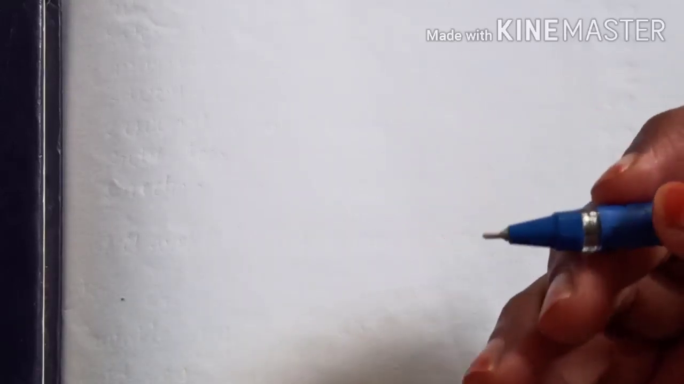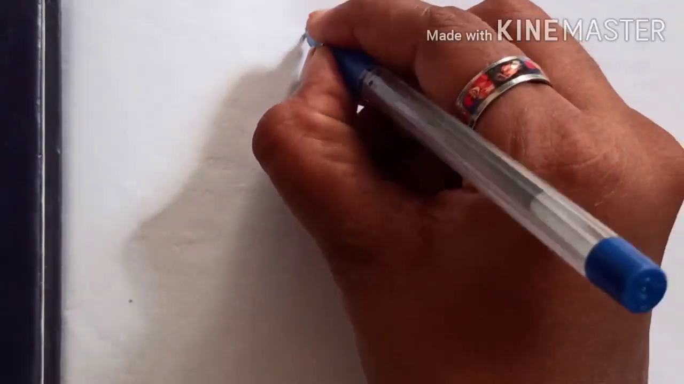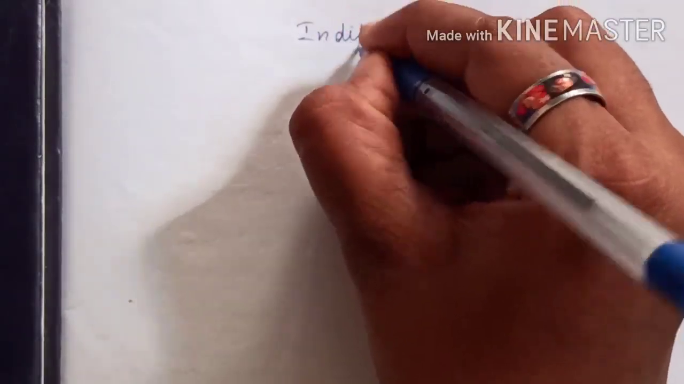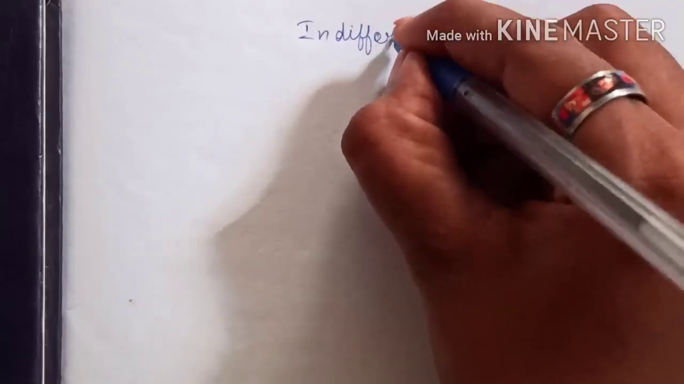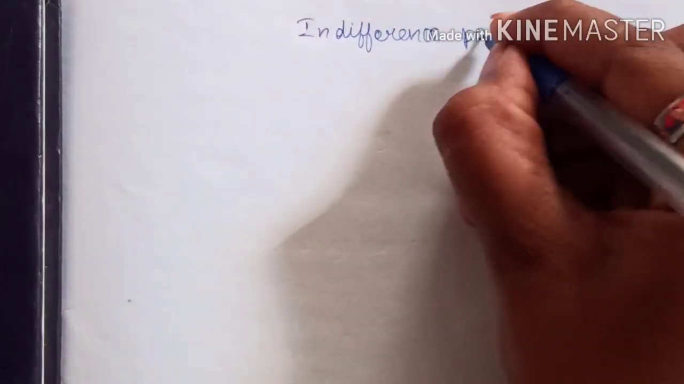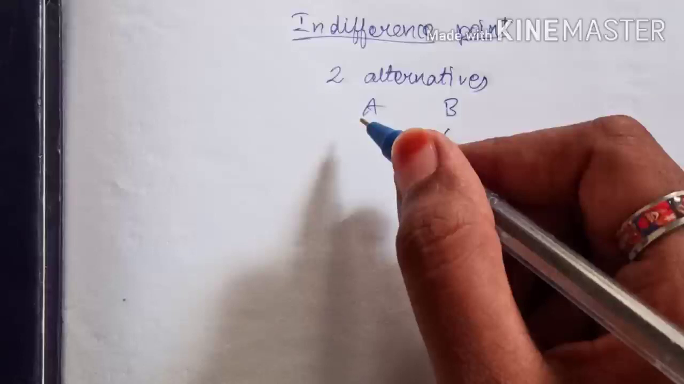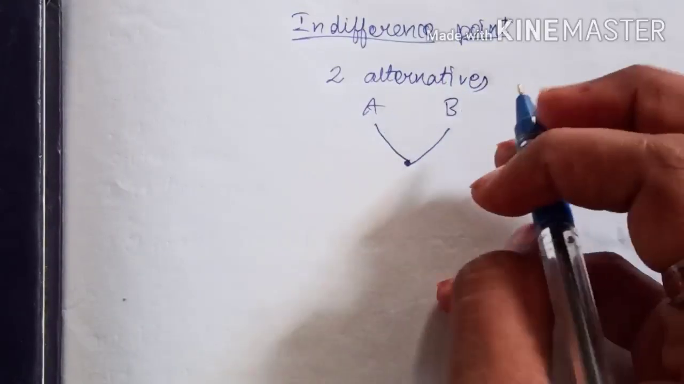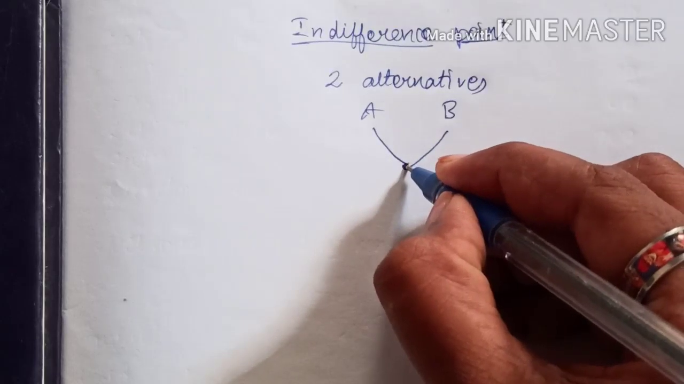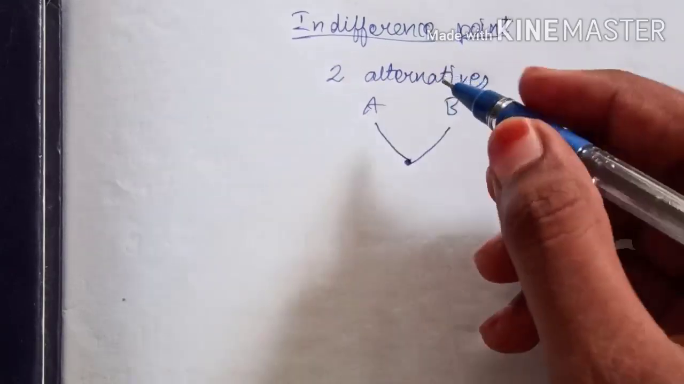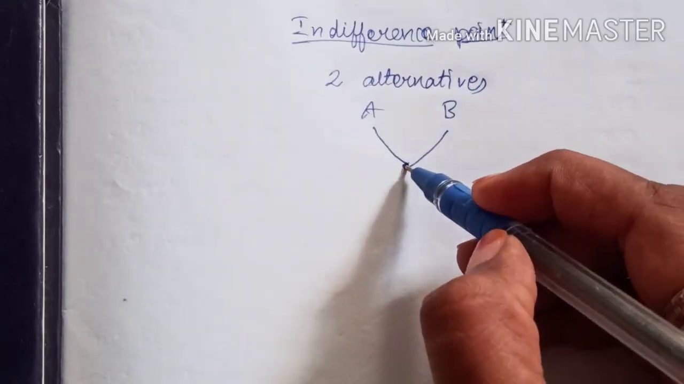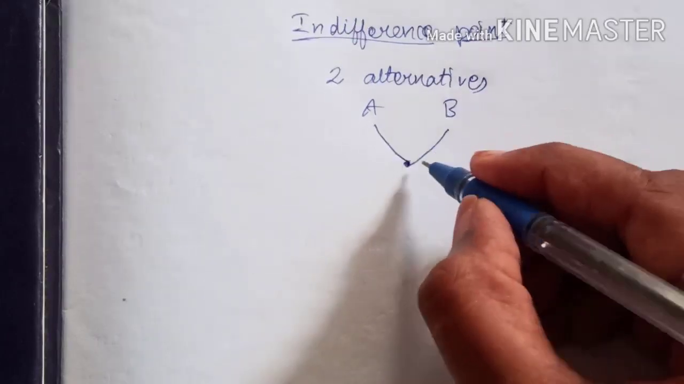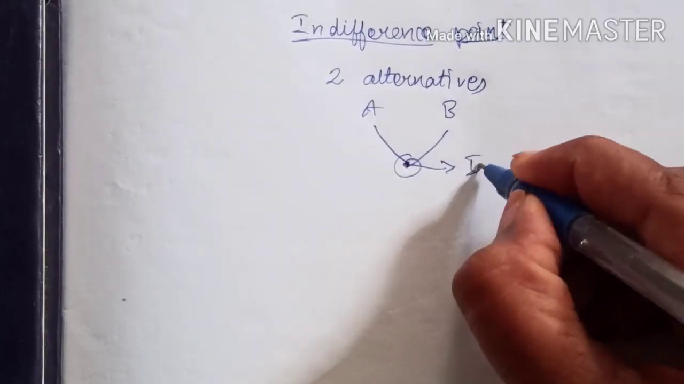Before stepping into illustration 3, we have to know what is indifference point. For example, there are two alternatives A and B, and at a certain level of point the cost or profit of A and B is the same. That point is called indifference point.